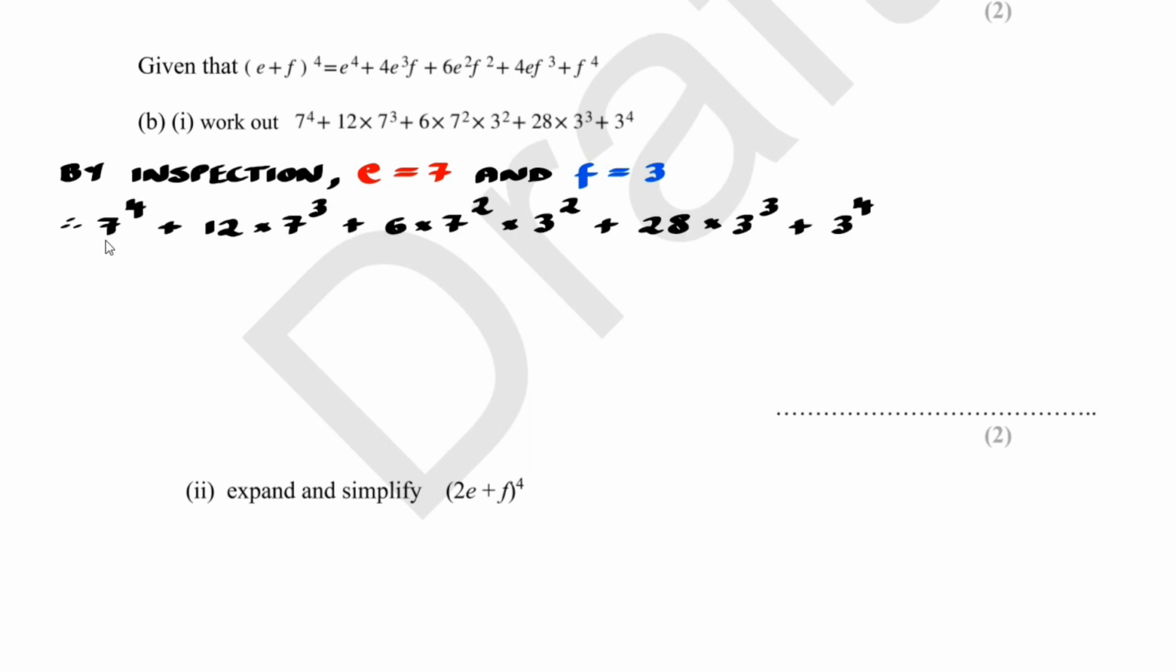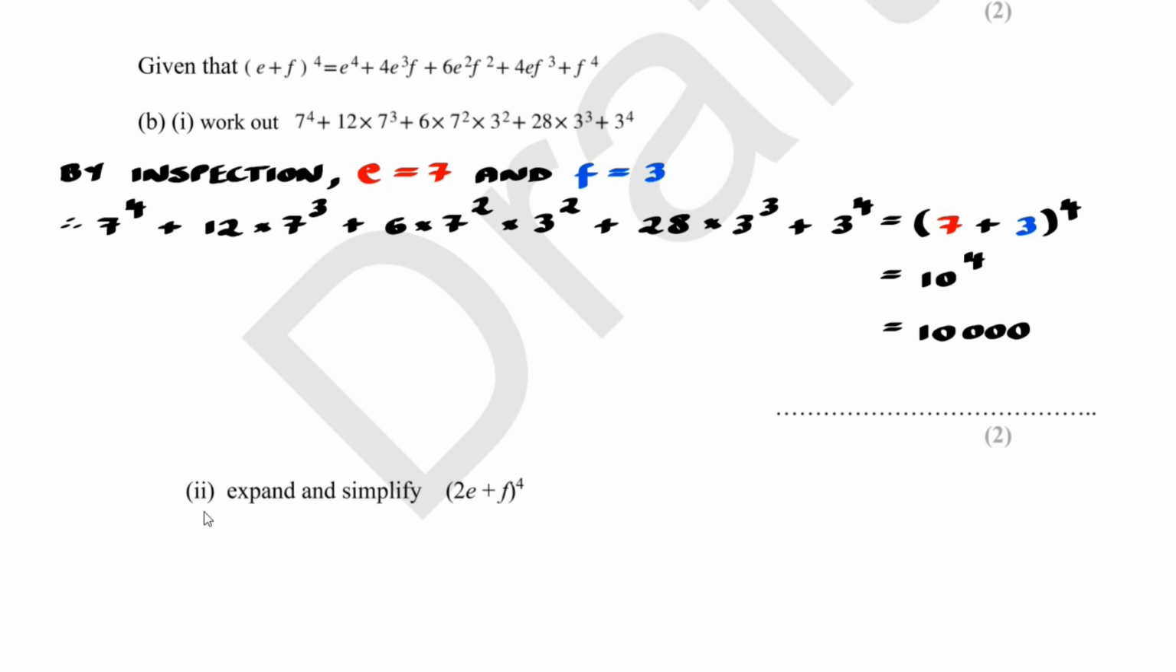And therefore, to work out what this result is equal to, we can use e plus f to the power of 4. So what we have then is e plus f to the power of 4, so that's 7 plus 3 all to the 4. 7 plus 3, that's just 10. So we have 10 to the 4, which is 10,000. So the result of this calculation is 10,000.